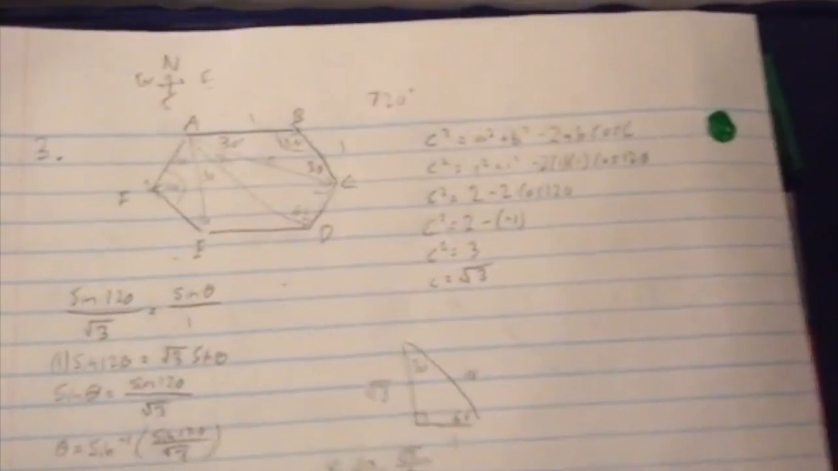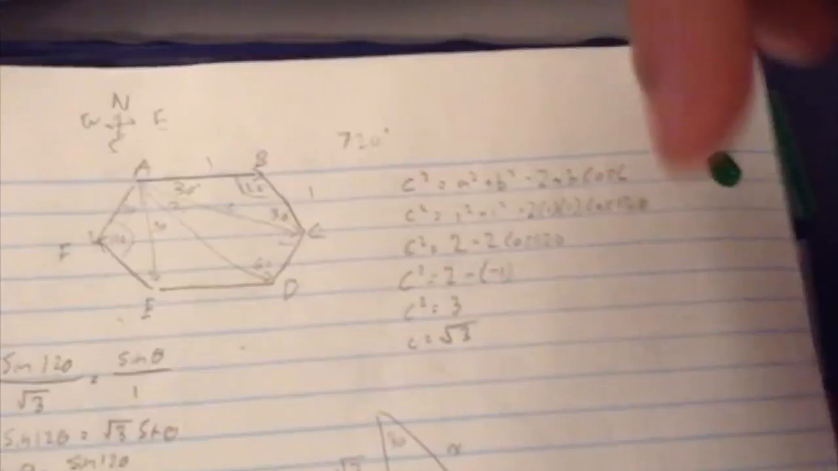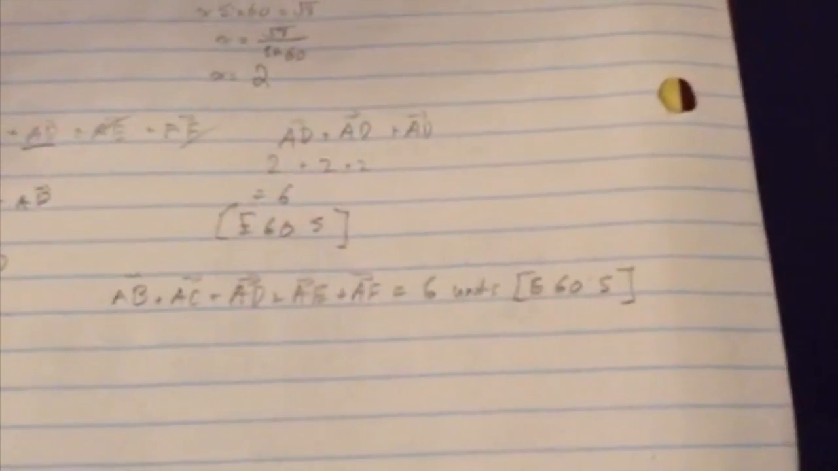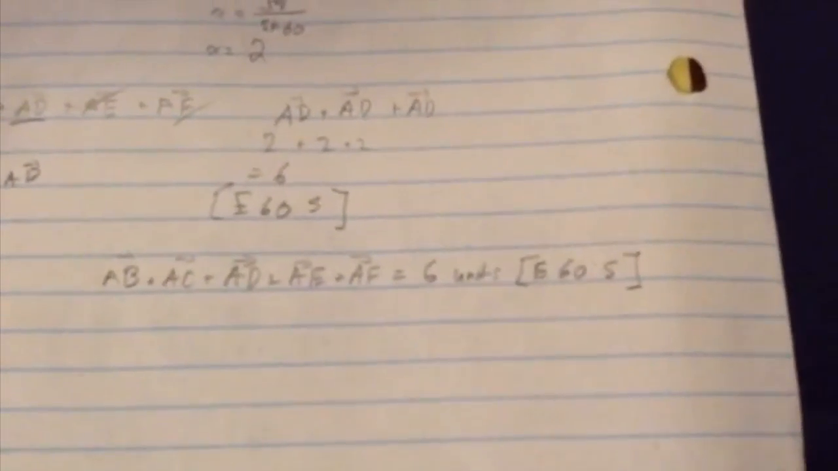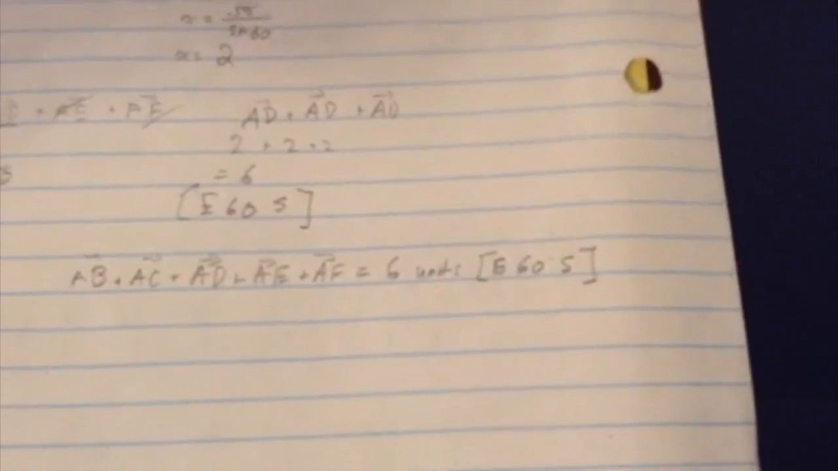Now to find the direction, the easiest way that I like to do is make a compass and have AB going east. So AD would just be 60 degrees south from east, so it would be east 60 south, and when you add all the vectors up, it would end up looking like 6 units east 60 south.